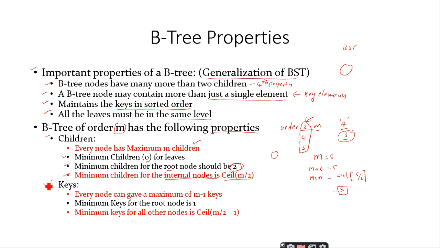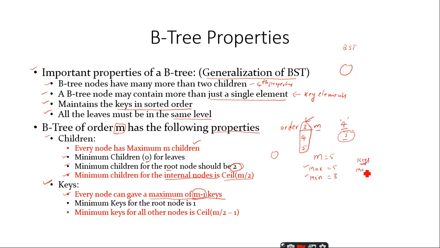And coming to the number of keys, this is also important, right? Every node can have a maximum of m minus 1 keys. See here, every node can have a maximum of m minus 1 keys, right? So if I take a B tree of order 5, what is the maximum children we have? 5, sir. What is the minimum children? 3, sir, ceil of m by 2, which is 3. Now we are considering the keys.